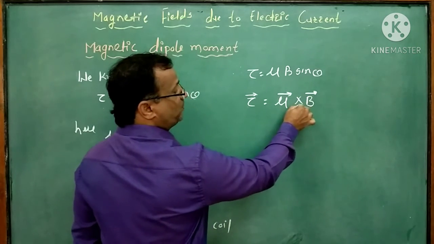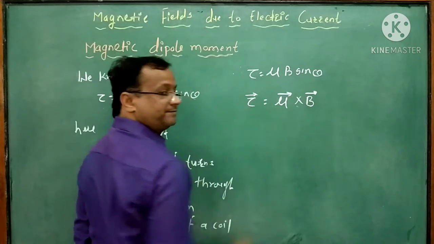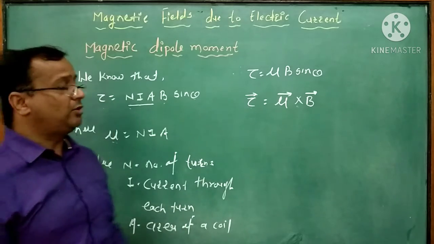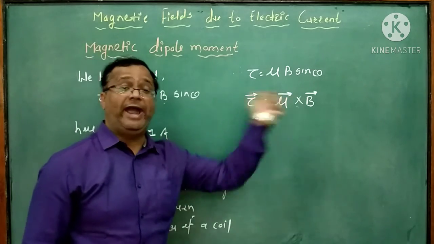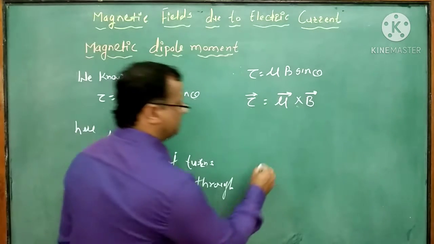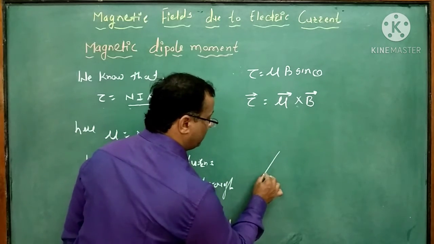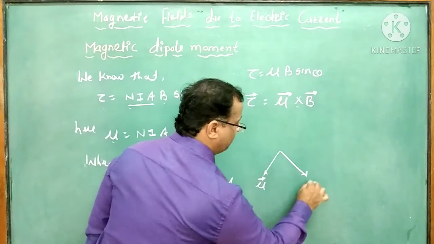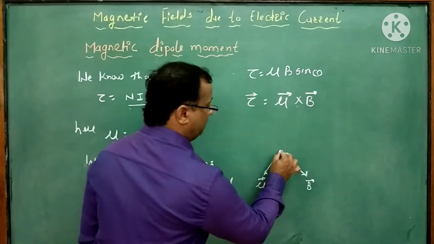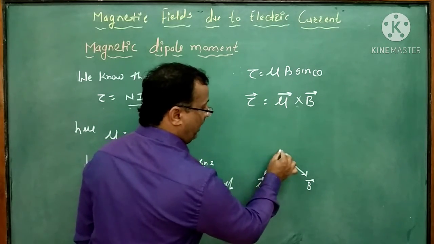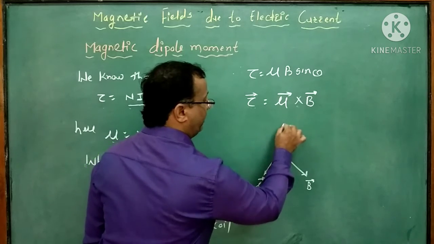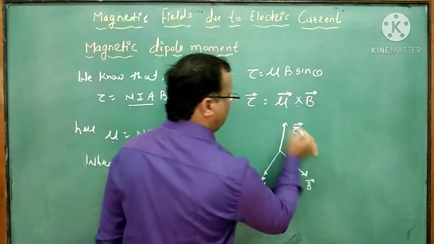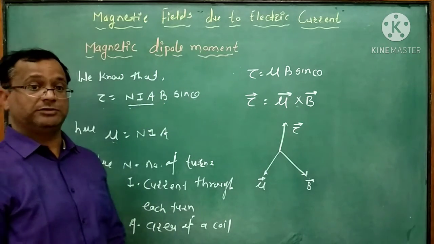Here we take the cross product because of the sine theta. The direction of this torque is perpendicular to the plane in which mu and B are present. Suppose this may be the direction of mu and this may be the direction of B. Then this may be the plane, and tau is perpendicular to the plane in which mu and B are present. So this may be the direction of the torque.